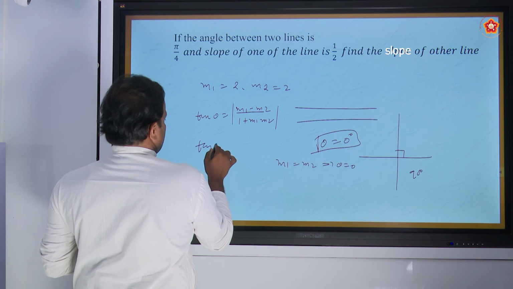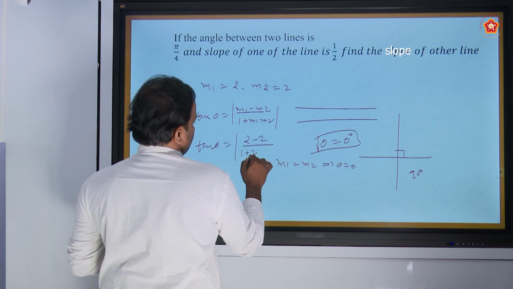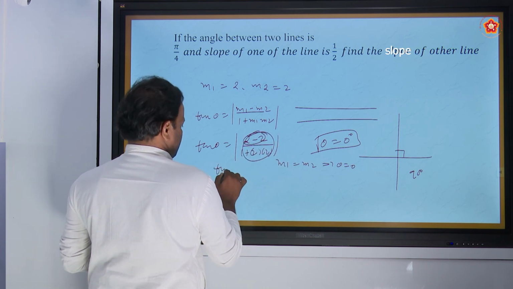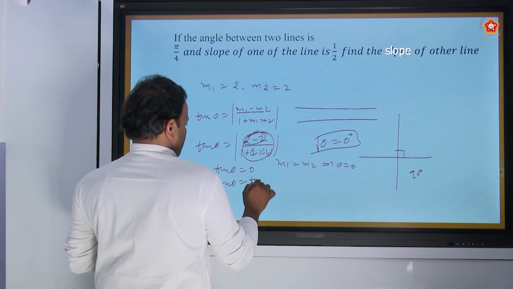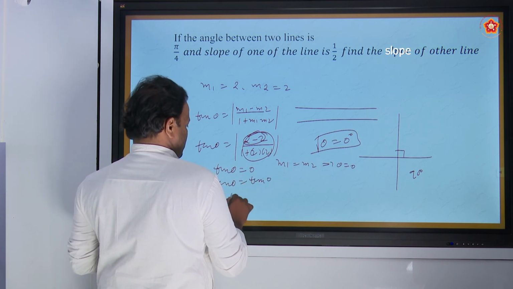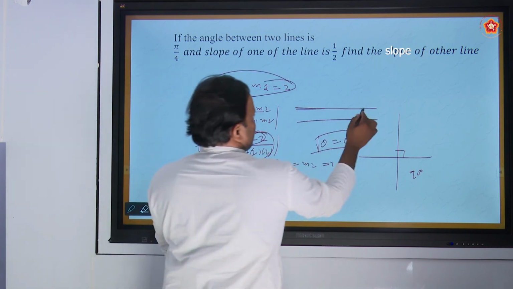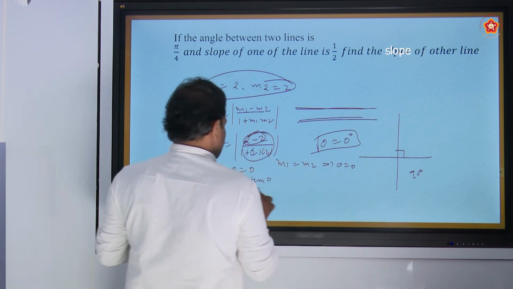So tan theta is equal to m1 is 2 minus m2 is 2, divided by 1 plus 2 into 2. See, 2 minus 2 is 0, 0 by a number is 0. Tan theta is equal to 0. We know that this is tan 0, and tan 0 is 0. So theta is equal to clearly 0. Slopes are equal, lines are parallel. If lines are parallel, there is no angle between the two lines. That is the time theta equal to 0.